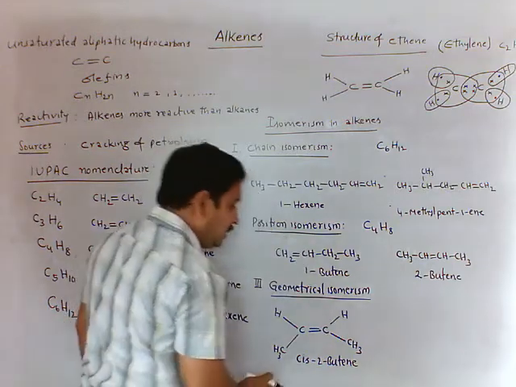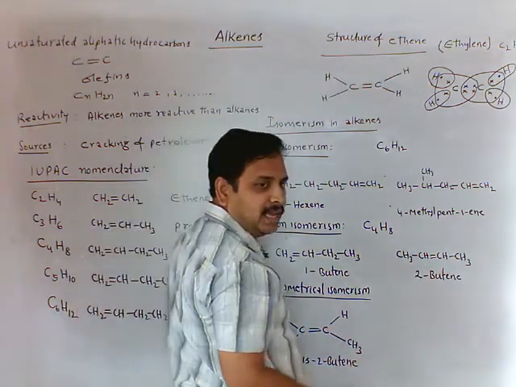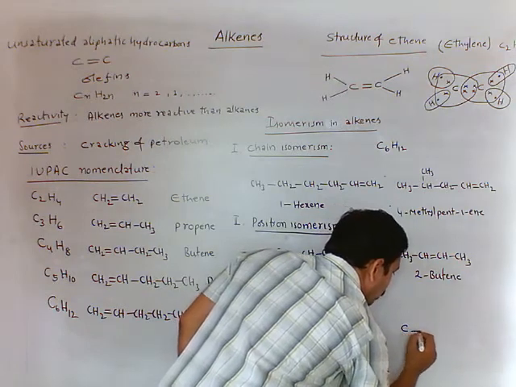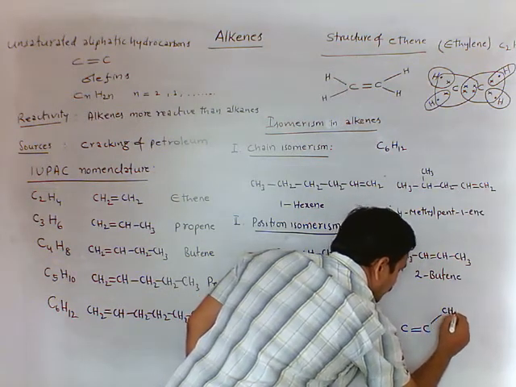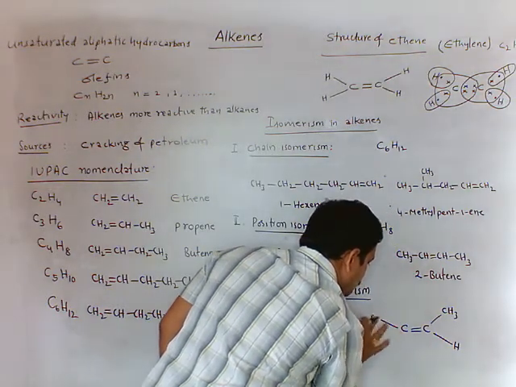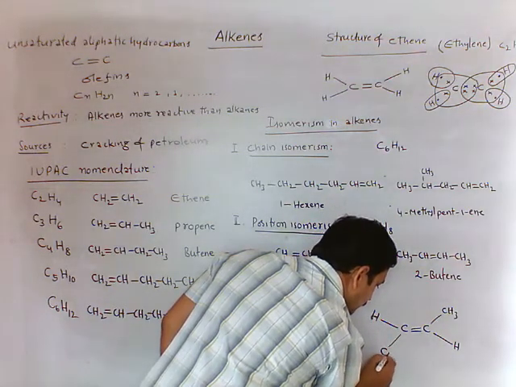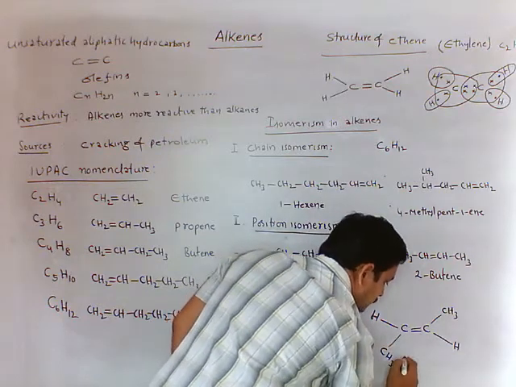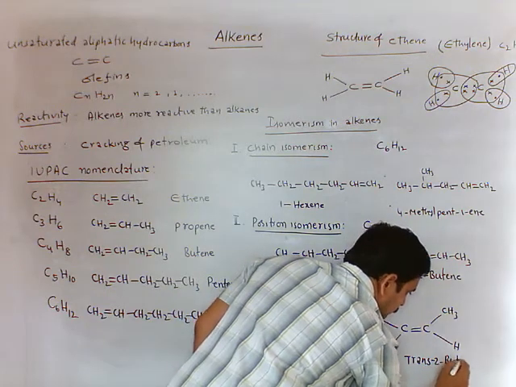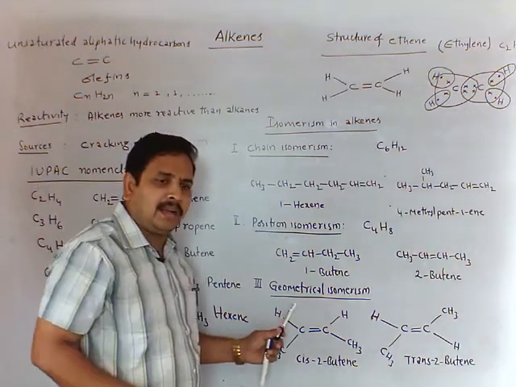This is cis-2-butene. Suppose these groups are present across, like this, CH3, CH3; that we call trans-2-butene. That is C double bond C, CH3, H, C, H across this, and CH3. This we call trans-2-butene. Cis and trans forms we call geometrical isomers.